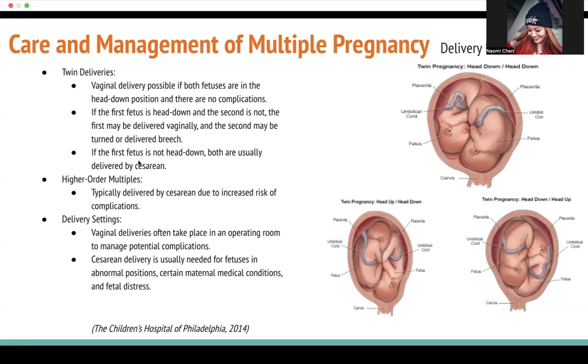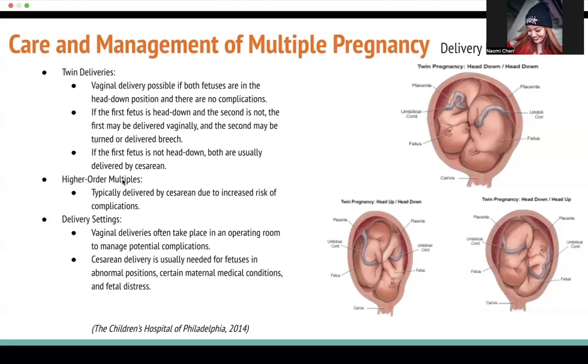And if the first fetus is not head down, both are usually delivered by C-section, like this picture is the least favorable position. If the twin A head is not down, you want to choose C-section because it is extremely challenged if you do vaginal delivery, and it may have complications and there's a lot of risk.